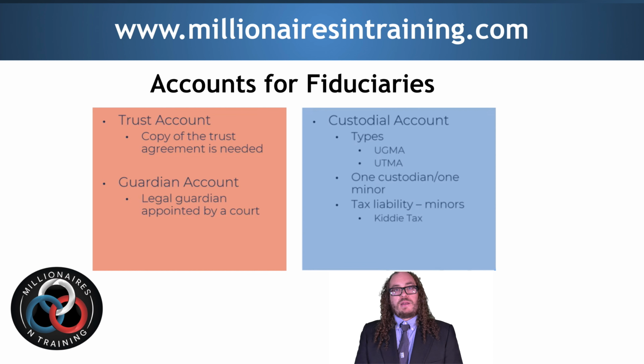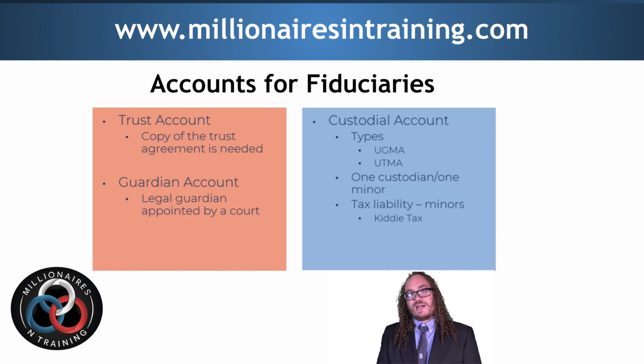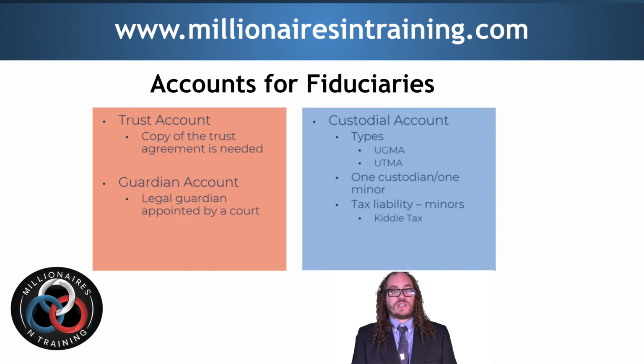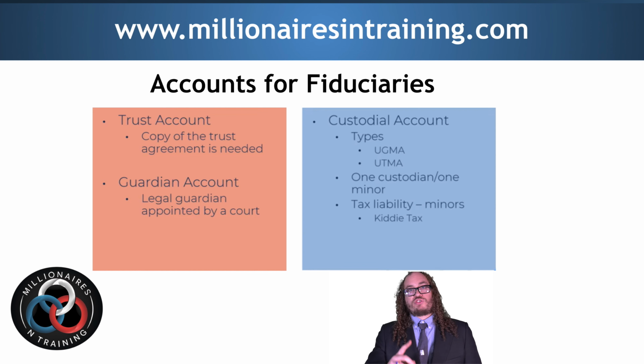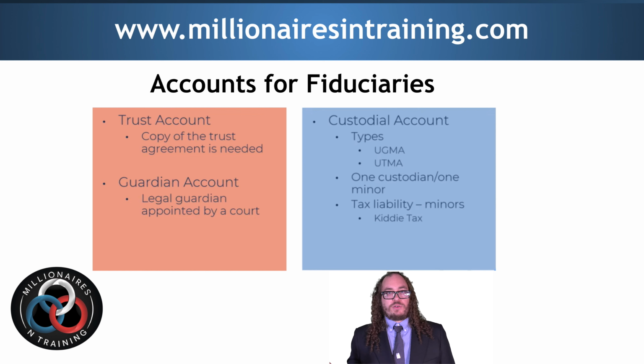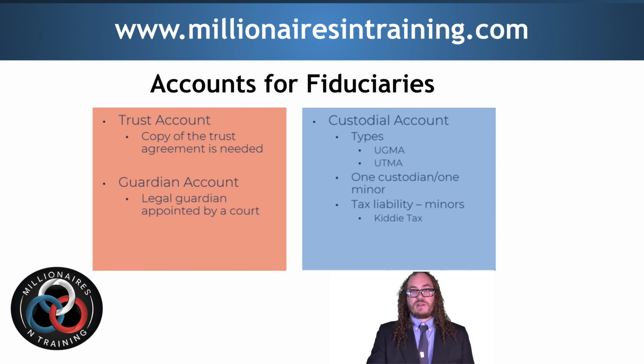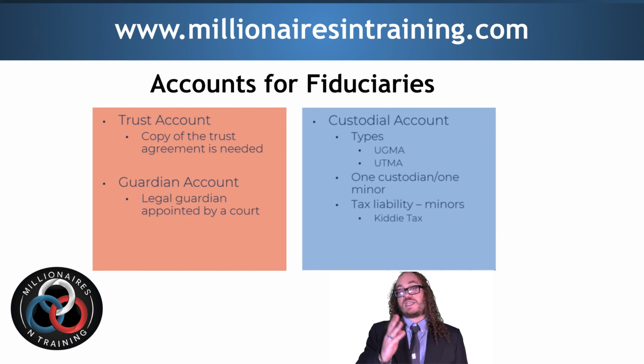Think of UTMA and UGMA, the Uniform Transfer to Minors Act and the Uniform Gift to Minors Act. With an UGMA or UTMA account, there is always one custodian and one minor. The custodian has to be an individual. It does not have to be the child's parents. The money that is put in there is the child's money. It is an irrevocable gift to the minor. We cannot take it back.